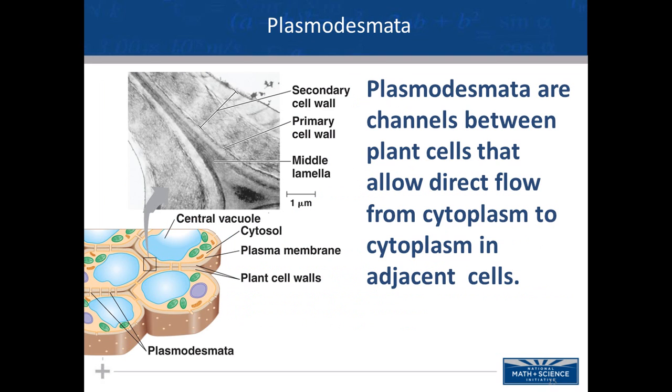Now, a plasmodesmata is the channel found between plant cells, and it allows for direct flow from cytoplasm to cytoplasm in adjacent cells. So what you're looking at right here, here's the cell wall, okay? And then right here is the plasmodesmata, and it allows this direct connection between adjacent cells.